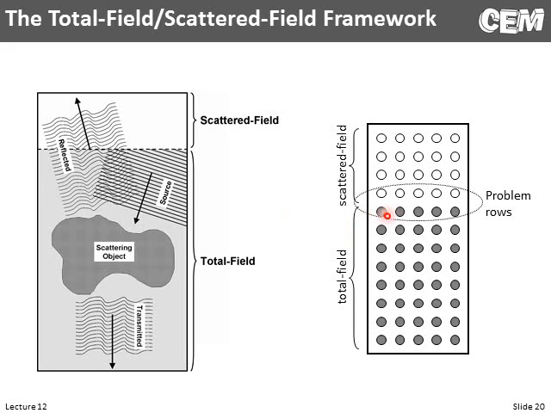So it's going to turn out that we have these two problem rows that we need to fix to make it consistent with our total field scattered field framework. When we fix that, that is actually what injects our plane wave source into the model. But it starts off here. We're going to declare it. We're going to make sure our finite difference equations are consistent with that, and that'll be it. We'll have our plane wave source.